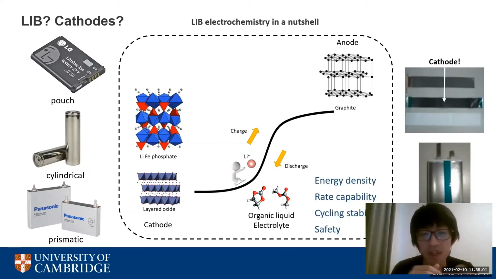So when you charge a battery, you basically push the lithium ions from the cathode to the anode. And when you discharge it, you just let it go. Lithium ions will go automatically from the anode to the cathode, and you will get electricity out of the circuit, and you can use your cell phone.